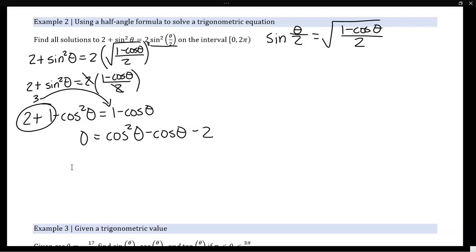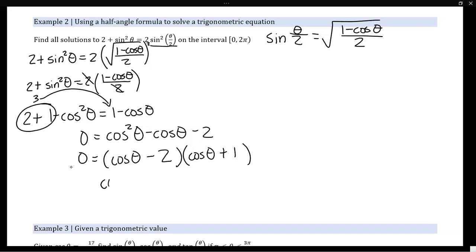And so now from here, we can factor this. How do you get cosine squared? You multiply cosine theta by itself. So cosine theta times cosine theta. Then the factors of negative 2 that give you a negative 1 in the middle are going to be a minus 2 and a plus 1. And so this equals 0.